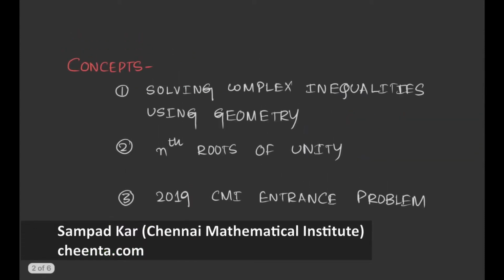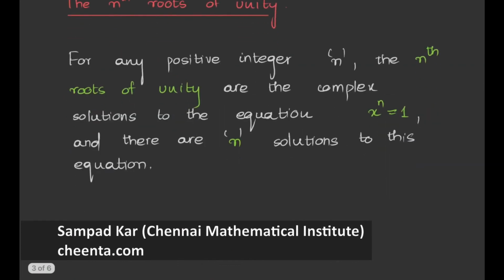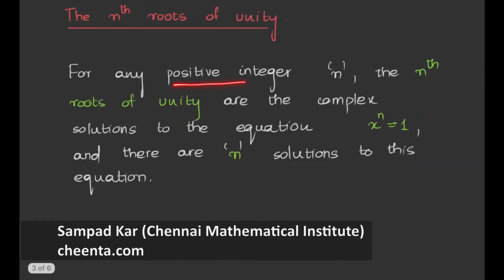Before you move on to the problem itself, we first need to know a bit about the nth roots of unity. So let's do that. For any positive integer n, the nth roots of unity are the complex solutions to the equation x to the power n equals 1, and there are n solutions to this equation.